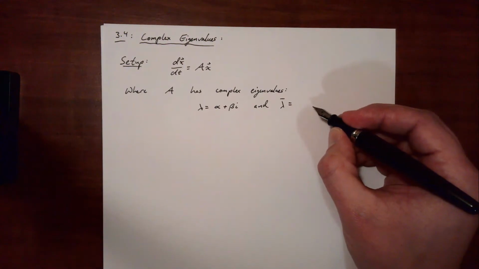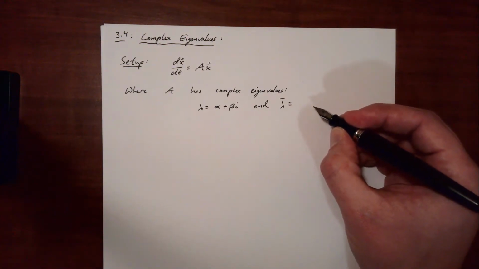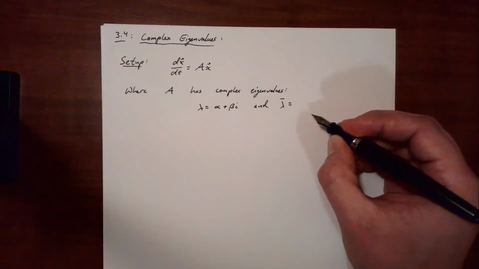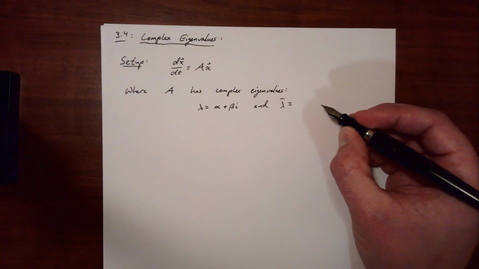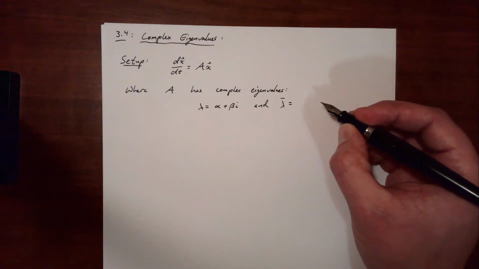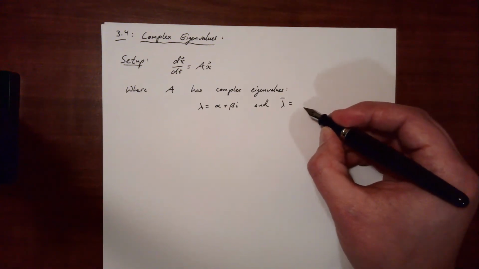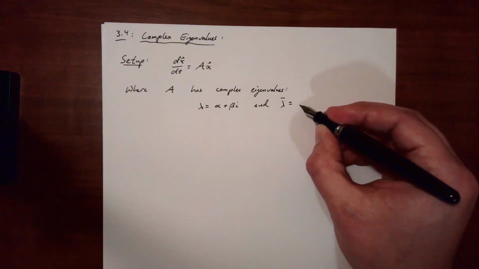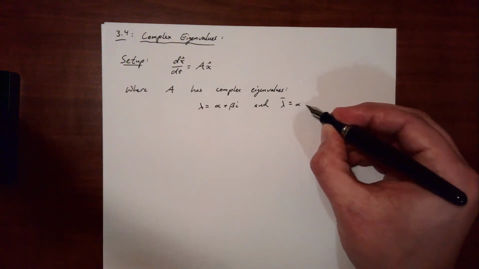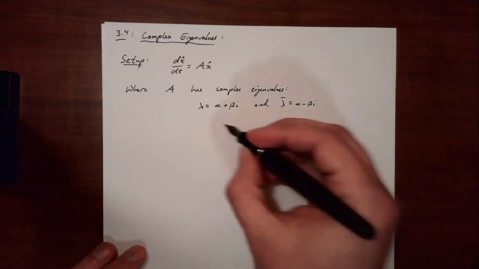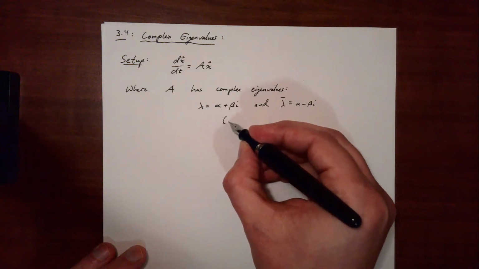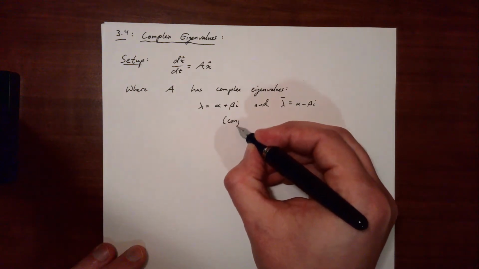So quick note here, if we have a 2 by 2 matrix and we have complex eigenvalues, those came from solving a quadratic equation. And when you solve a quadratic equation, if the solutions are complex, they will come in conjugate pairs. So if one of your solutions is alpha plus beta I, another solution will be alpha minus beta I. So these are a conjugate pair.